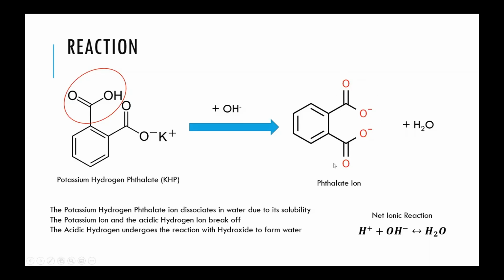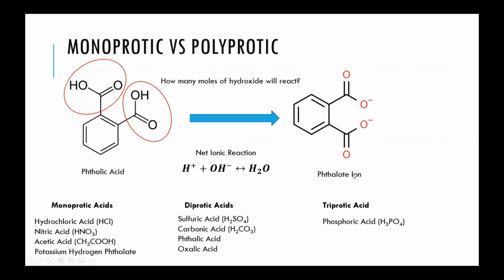Overall, the net ionic reaction is just the H+ reacting with the OH- to form water, the basis of an acid-base reaction. If you have something that has more than one H+ or more than one hydrogen, this is a polyprotic acid, or something that has more than one proton that can react with hydroxide.